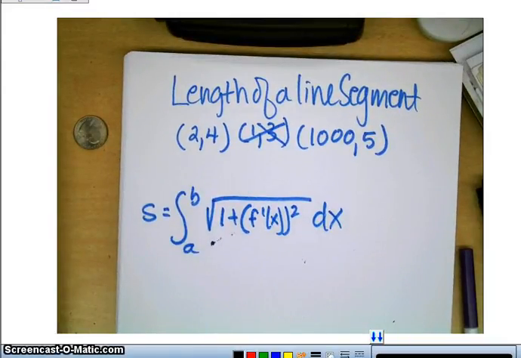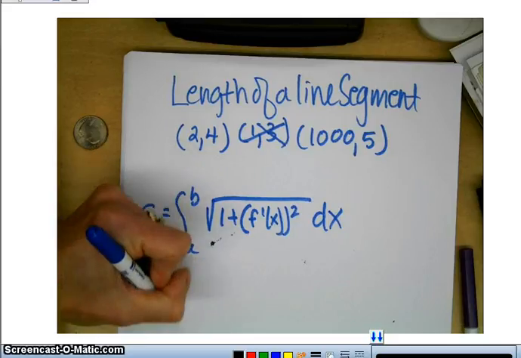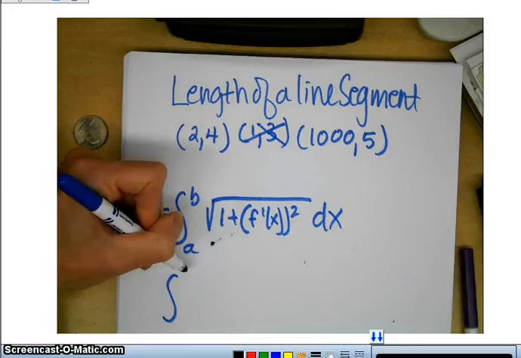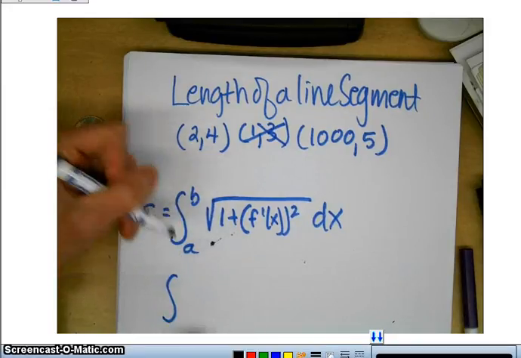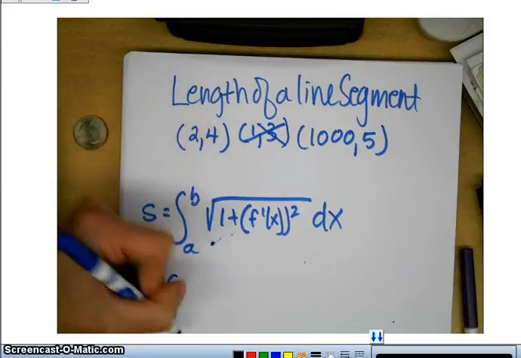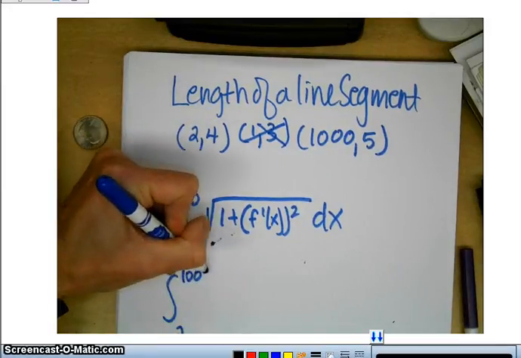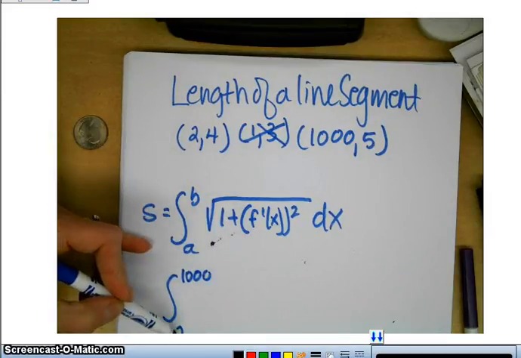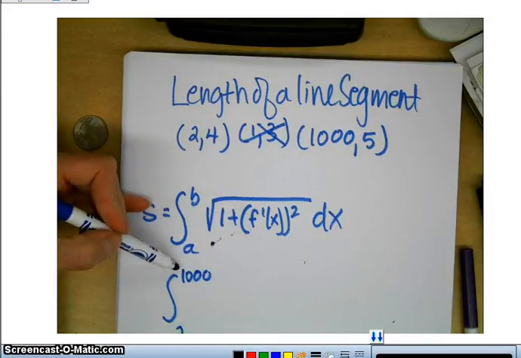All right, well, how's that going to help us? It's close. It's not from 1,000 to 2. It's from, well, it's not the same thing. What goes on the bottom? 2 to 1,000. Good. Okay. So we'd be integrating from the beginning x value to the ending x value. All right.